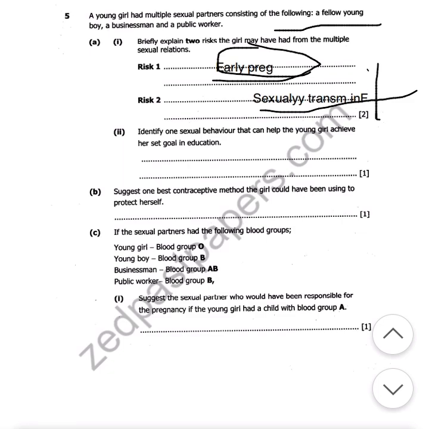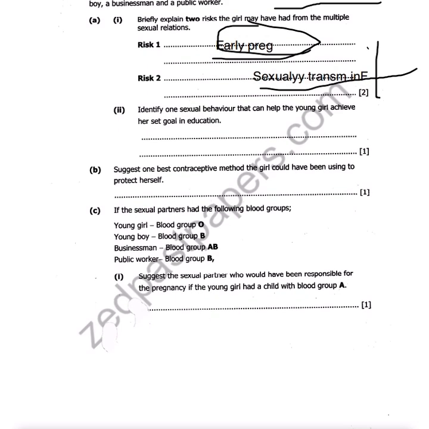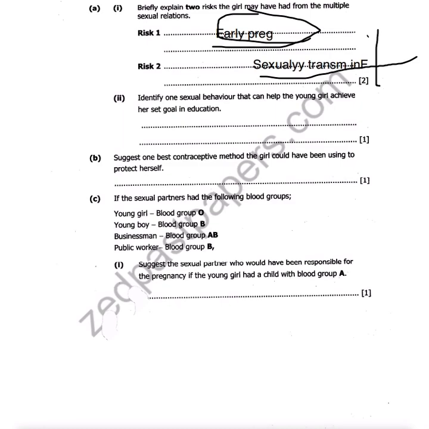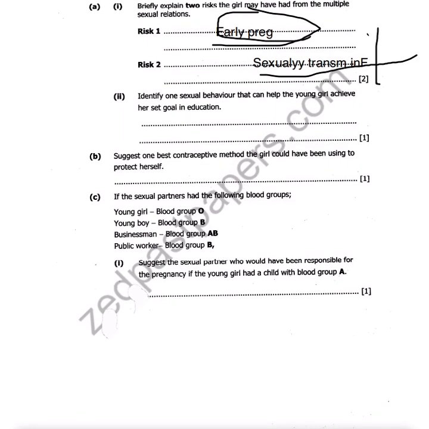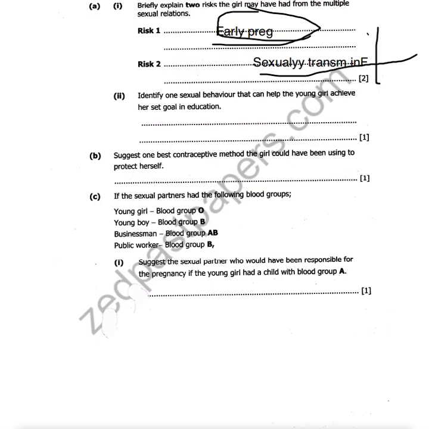Roman number 2, identify one sexual behavior that can help the young girl achieve her set goals in education. So now here we want the possible sexual behavior which this young girl can employ in order to achieve the set goals in education. So the best sexual behavior which can help this person is abstinence from sex. So it's the answer which you need to write here: abstinence. Okay, staying away from sex or sexual activities or sexual relationships. So that's a possible solution.